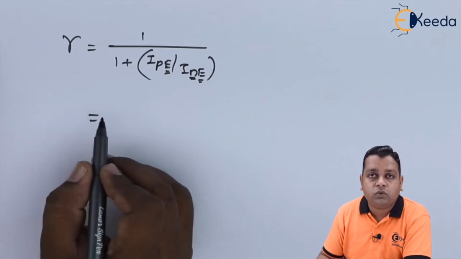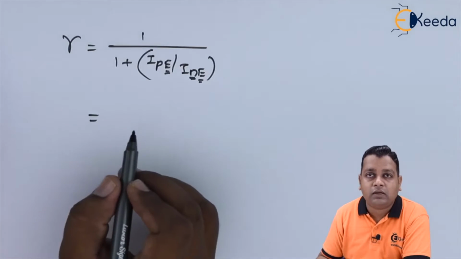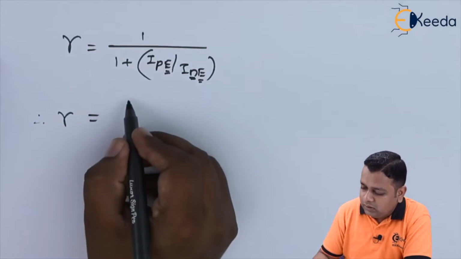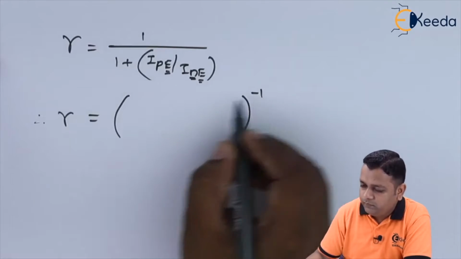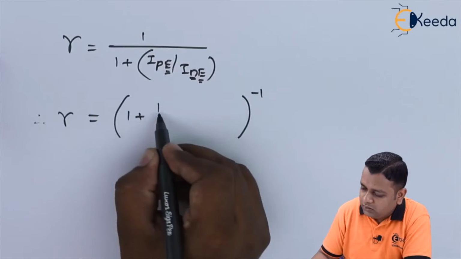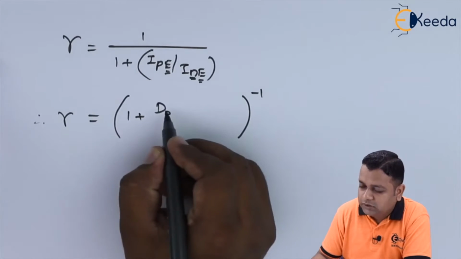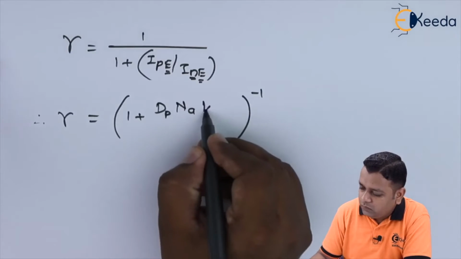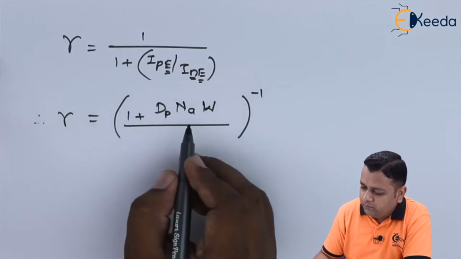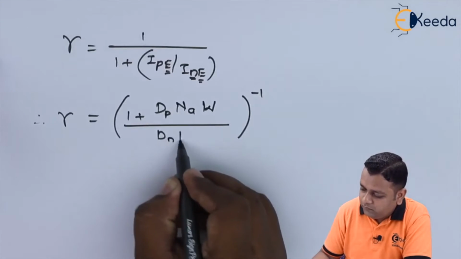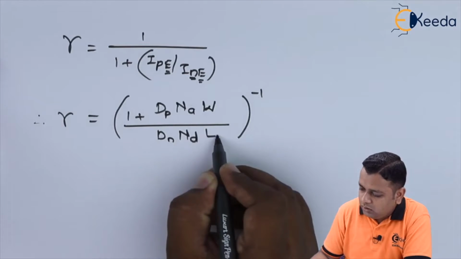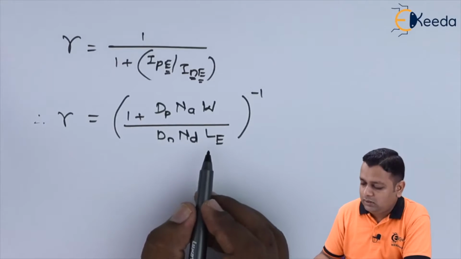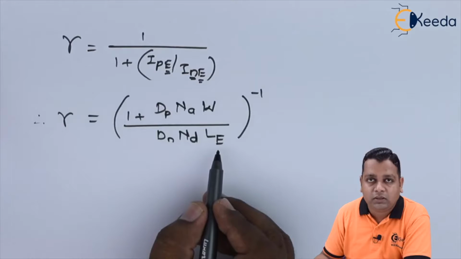In terms of the diffusion coefficients, along with the help of the charge carrier of electron here, we can express the emitter efficiency gamma as the inverse of 1 plus D suffix P, the diffusion coefficient for the holes, into Na into W, divided by D suffix N Nd into L suffix capital E. So L suffix capital E is nothing but the diffusion length in the emitter region here.